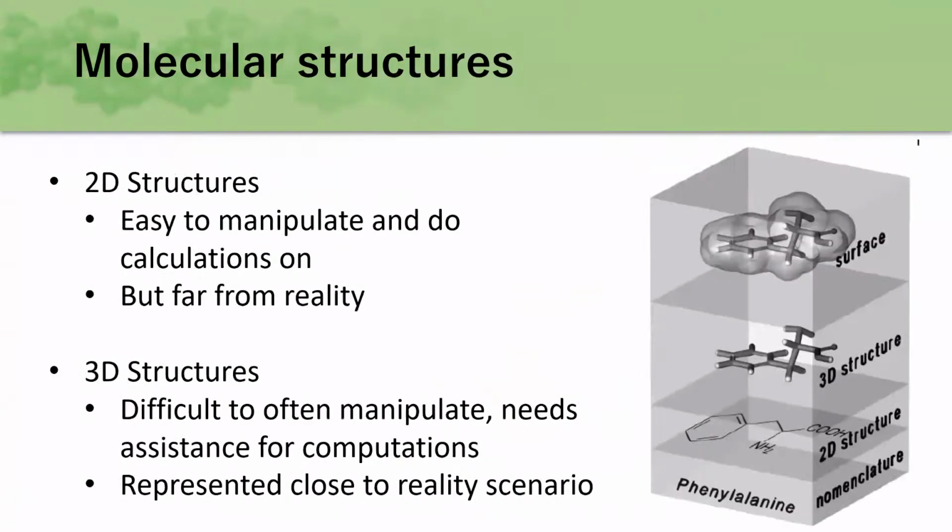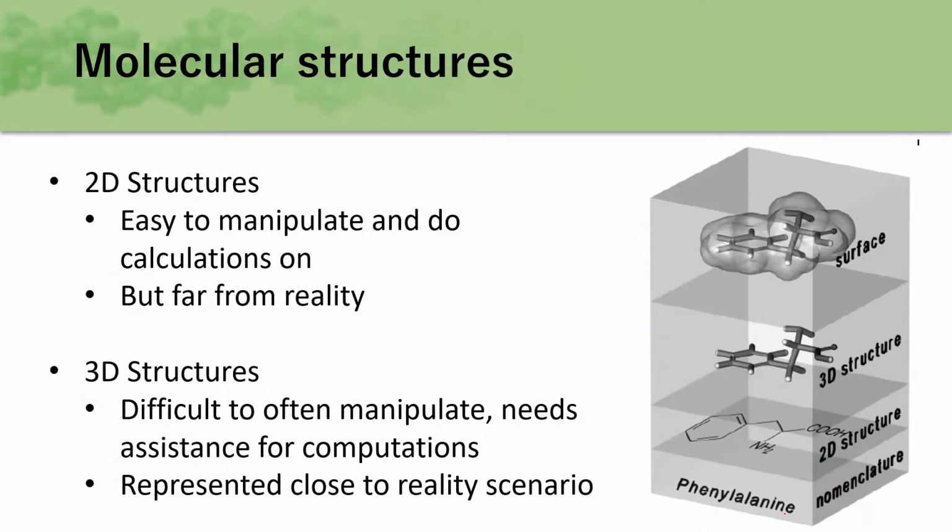So that's where the representation is the key to achieve better results in molecular docking. Now 2D structures you already have seen many times, but as I mentioned, 3D structures are more relevant for molecular docking because they represent the closest to reality arrangement of the atoms of all the molecules involved. The 2D structures, why do we use them? Usually we use them because they are extremely easy to manipulate and very easy to do calculations on, but they are far from reality. So these are the different levels of representation of molecular structures.